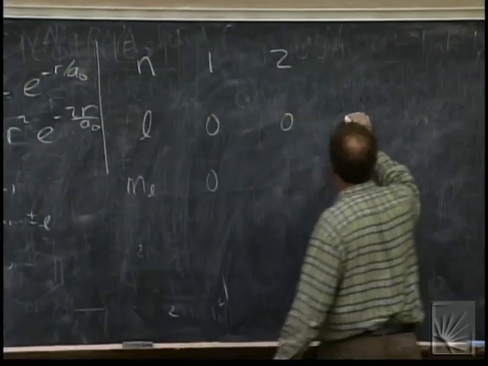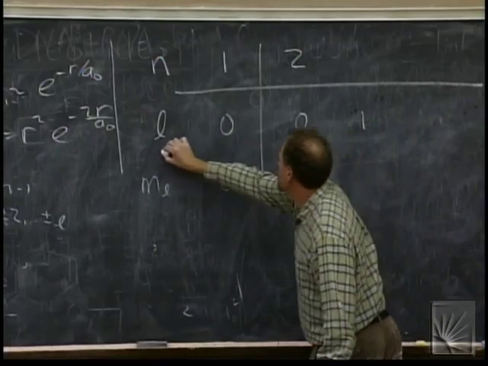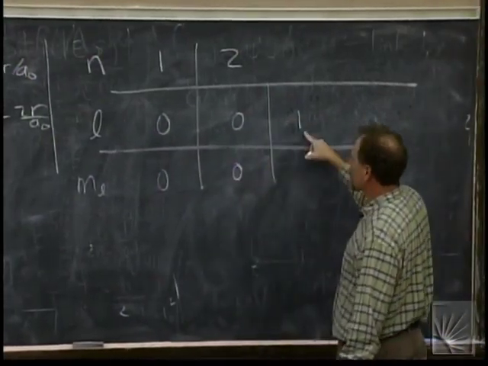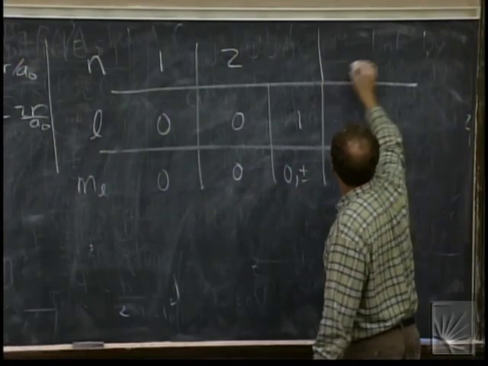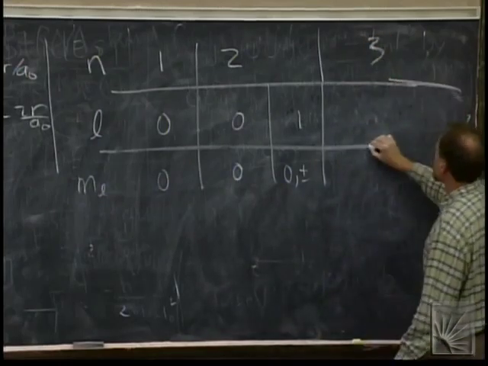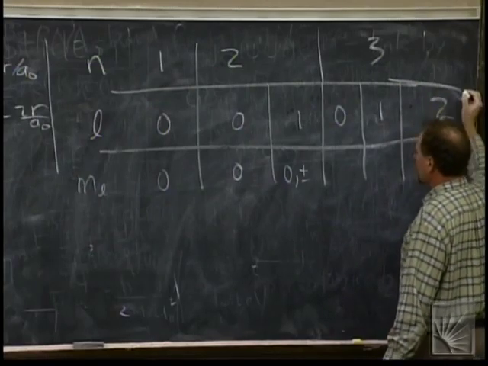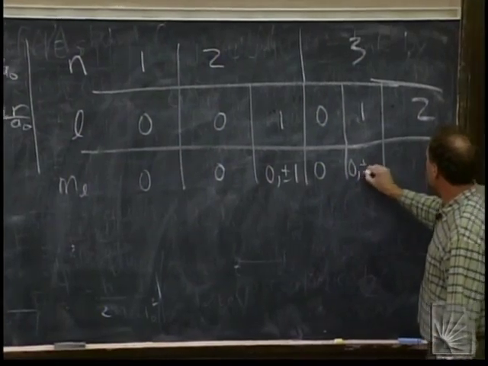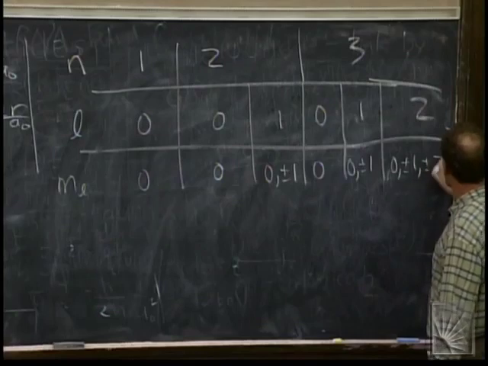So now if I have N equals 2, I can have L equals 0 or L equals 1. If L equals 0, M sub L equals 0. If L equals 1, M sub L is 0, or plus and minus 1. If N equals 3, L could be 0, 1, or 2, for which M sub L is 0; 0, or plus or minus 1; 0, or plus or minus 1, or plus or minus 2. All right?